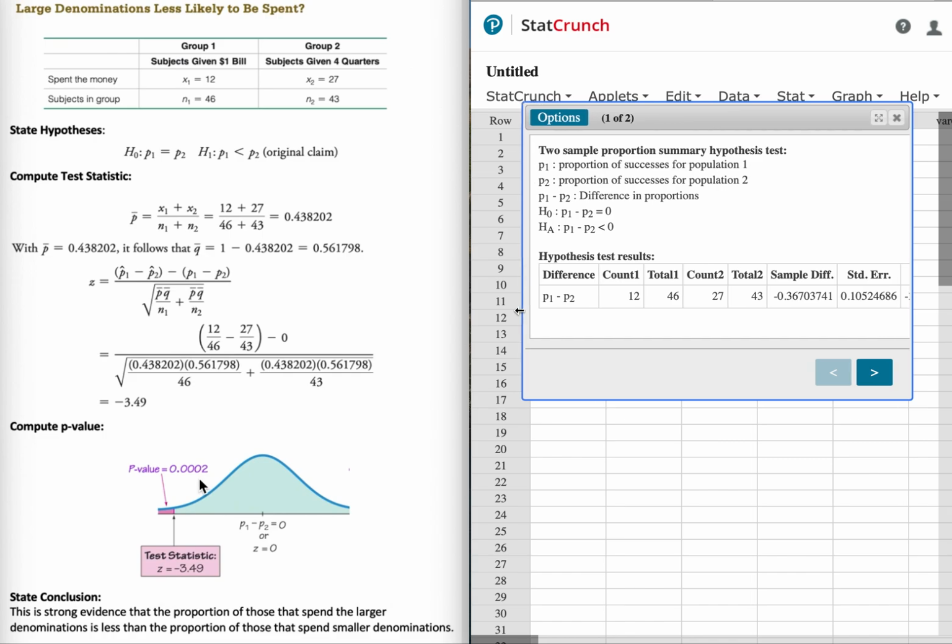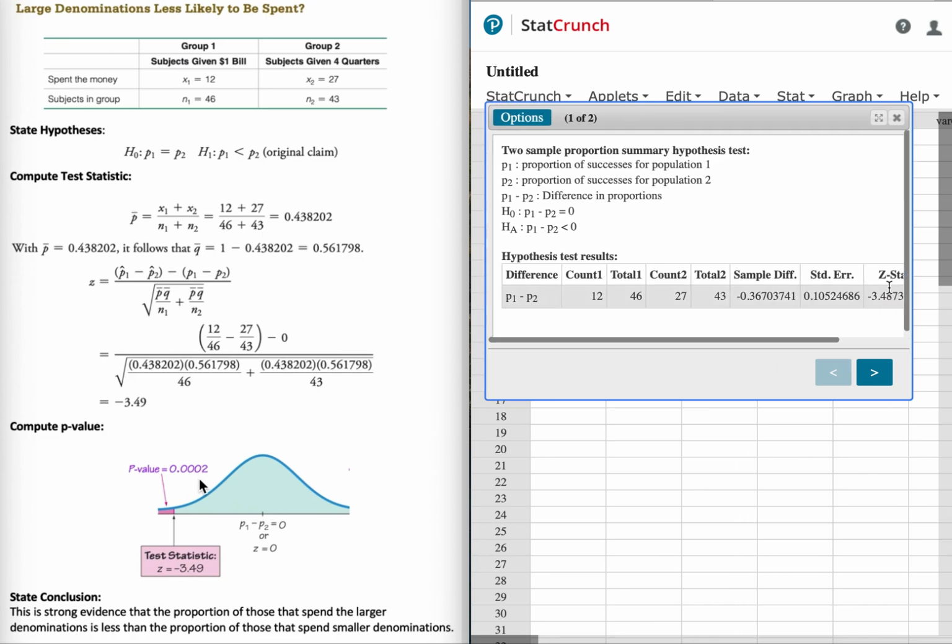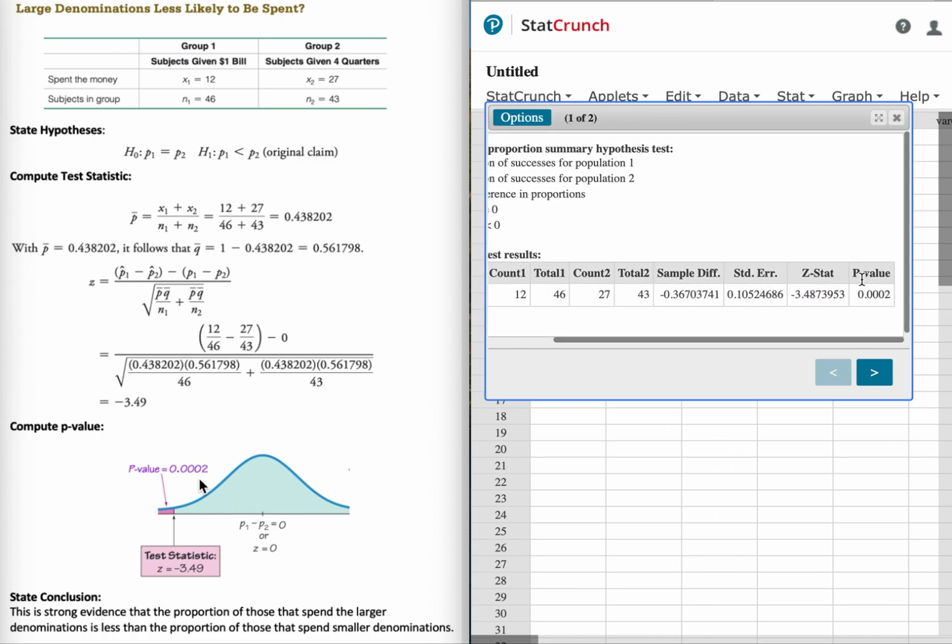And in this table, they've got the output from running the test. At the end here, they give you the z statistic, which is negative 3.49 if you round, same as what we have over here in the calculations. And it has a p-value of 0.0002. And that's exactly what we have here. I will say that in StatCrunch, it goes ahead and rounds things to 4 decimal places. So if it's really small, it could end up being 0.0001, just signifying it's less than that.